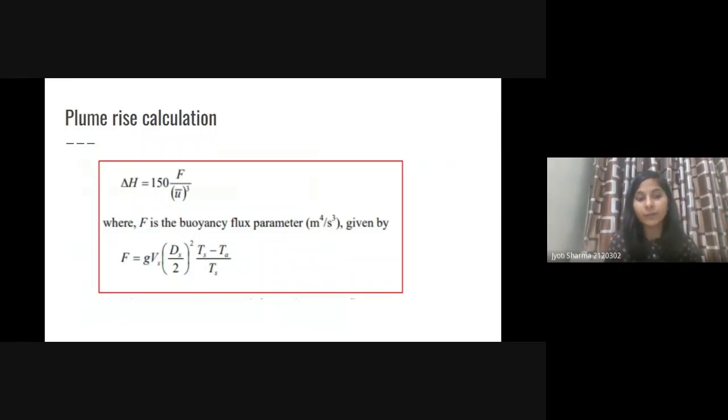This is 150 F upon mean wind velocity raised to power 3. Okay, and here F, as per the question, is the buoyancy flux parameter, and here the unit is meter raised to power 4 upon second raised to power 3. And how can this be?